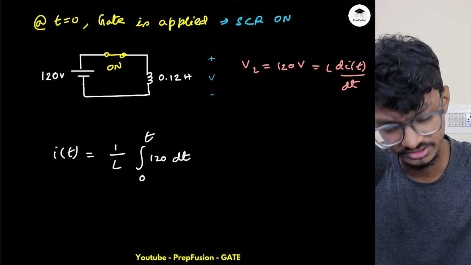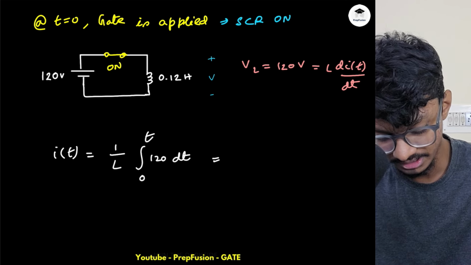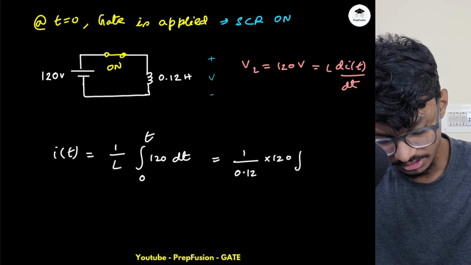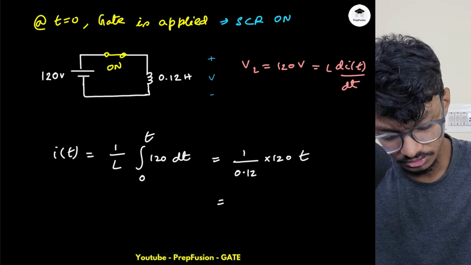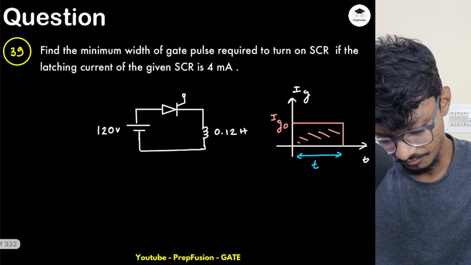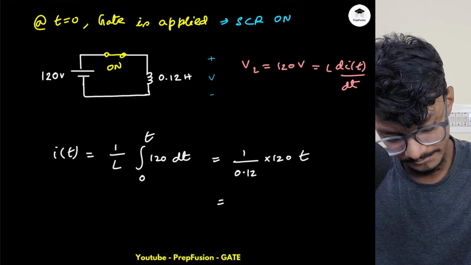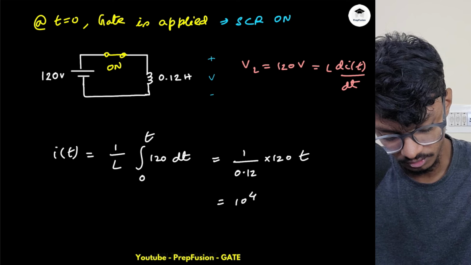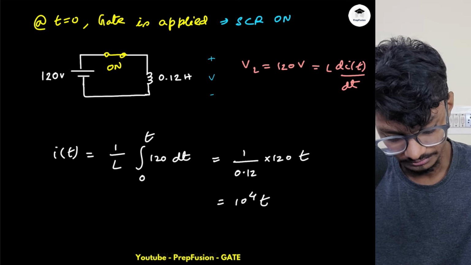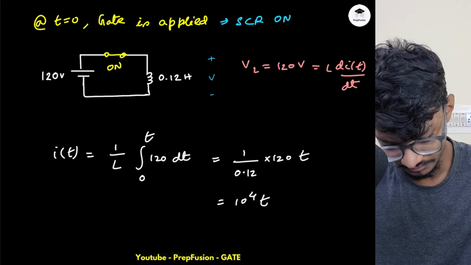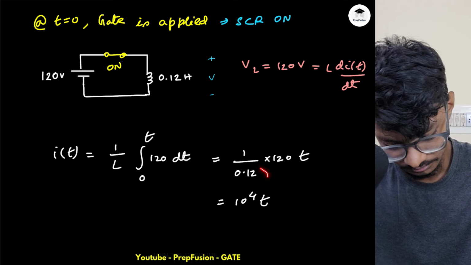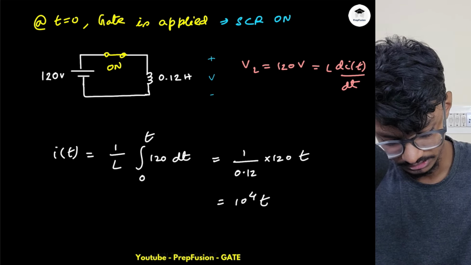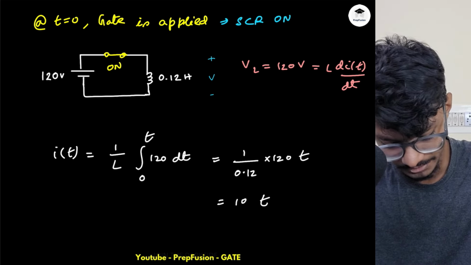T is any time, because this voltage source is always present. So the inductor is 0.12, and I can take the 120 outside the integration. This will be simply t. So this is like a ramp function. Now, just hold on, let me check that I'm doing everything correctly here. This is 0.12, so it should be 120 divided by 0.12, which is 10 raised to the power 3, so 10 raised to the power 3 times t.